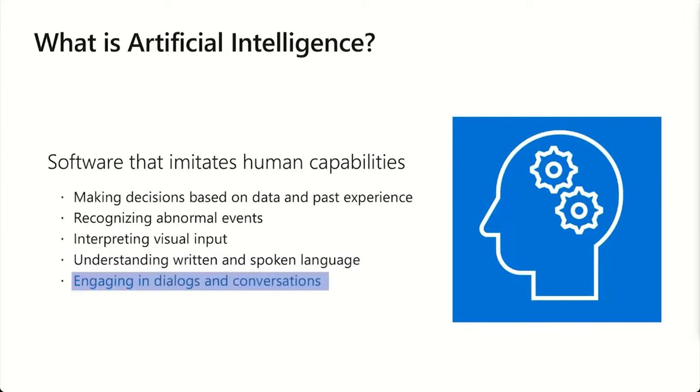Engaging in dialogues and conversation. Yes, conversational AI. We are always able to engage in dynamic conversations and respond appropriately. And now, software also takes this over. So really, it's a lot of human capabilities that can now be taken over by software up to a certain extent, of course. Now, let's look at some of the workloads.